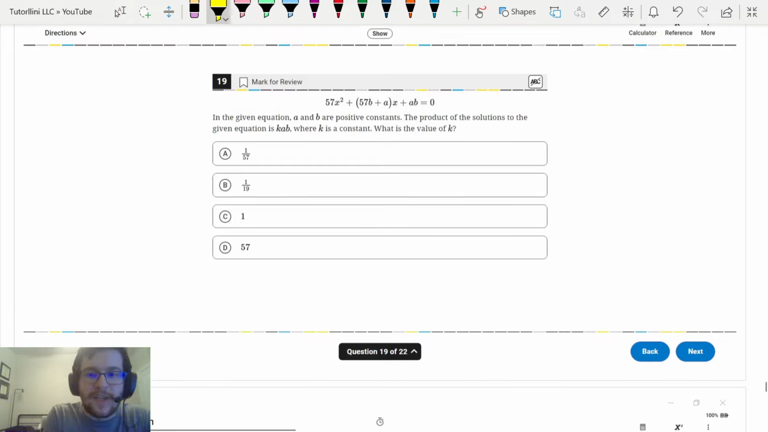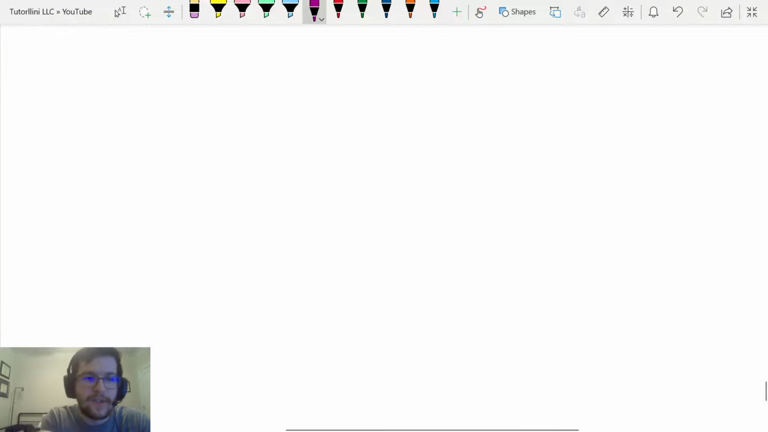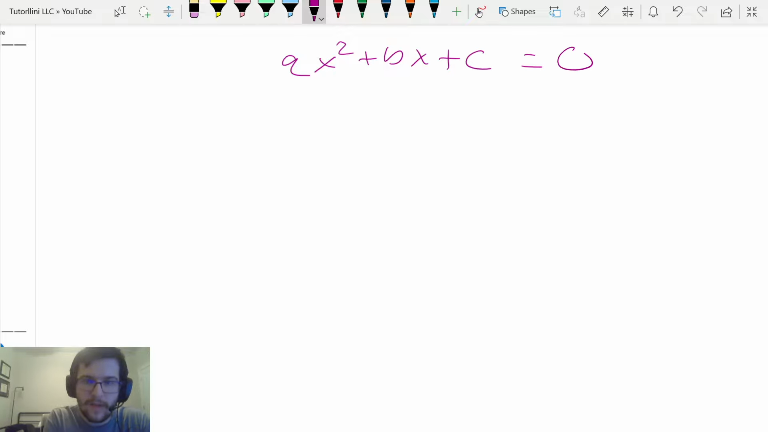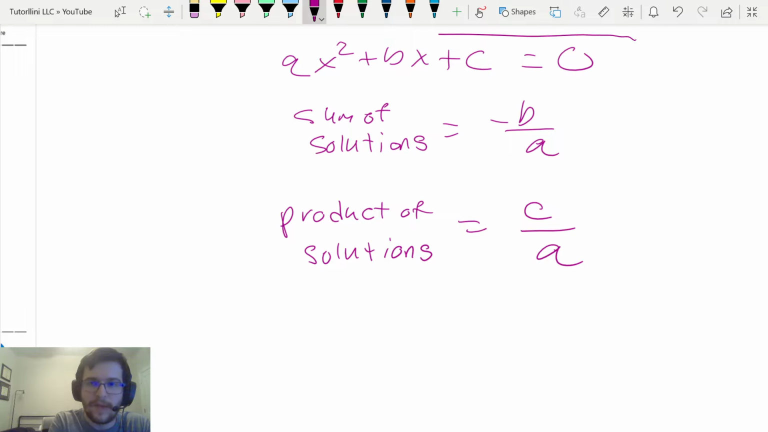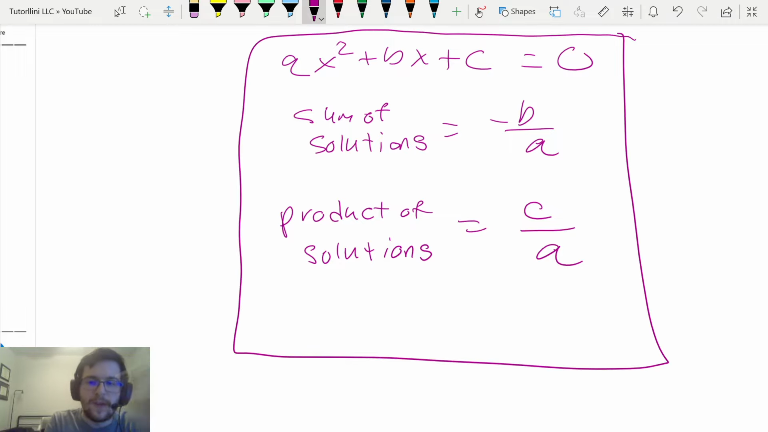Okay, so for this one, it says the product of the solutions is KAB. So to solve this question, you have to know, and this is really important for any quadratic equation, the sum of solutions, and this is the one they usually ask about, is minus b over a. But the product of solutions is c over a. They love testing on these. You really got to know them. Lots of kids don't even know them because they don't go over them in school. So the sum of solutions is negative b over a. The product of solutions is c over a.